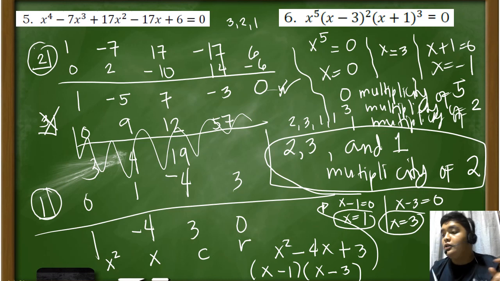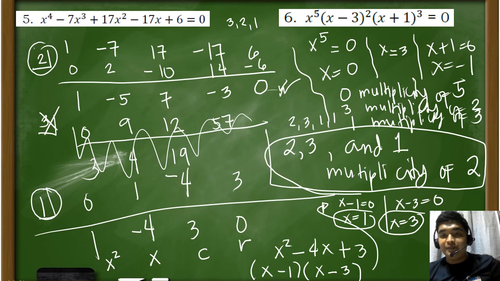Okay, so you can review this part of the video in solving for x. For number 5, again, we used synthetic division. Once it becomes a quadratic, it becomes 0, constant, x squared, then we factor. Okay, so that's for our number 5 and 6.